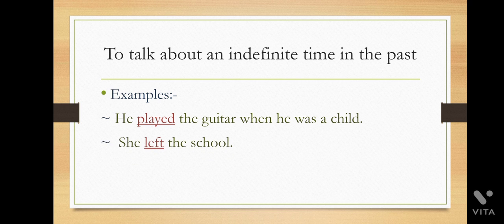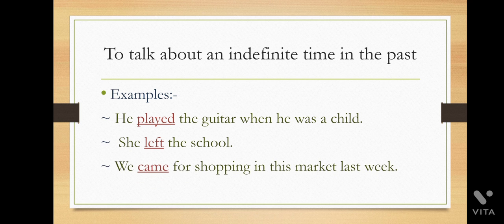She left the school. At what time is not described, but it is also said to be in simple past tense. Leave का क्या हो जाएगा? Left. We came for shopping in this market last week. Monday, Tuesday, Wednesday, Thursday, Friday, Saturday is not described. And come का क्या हो जाएगा? Came. The present participle of come will be converted into the past participle, that is came.